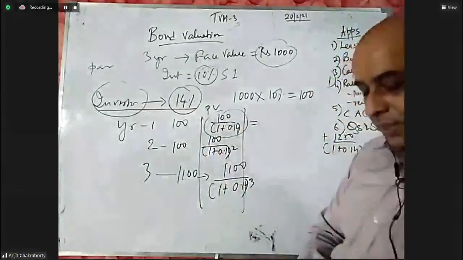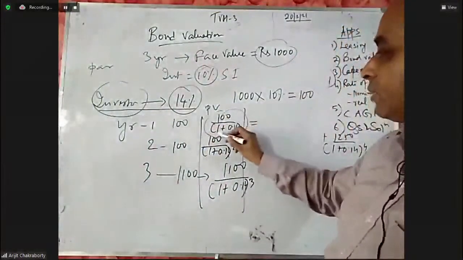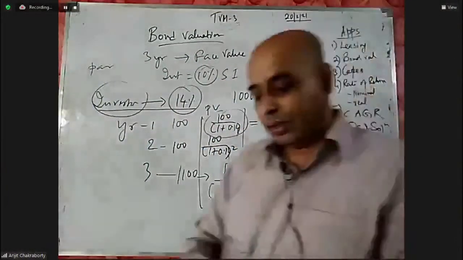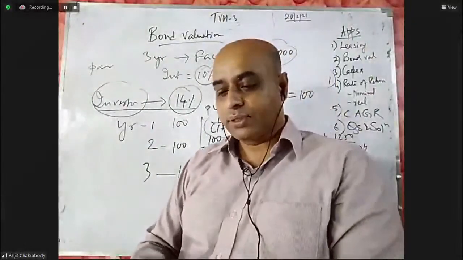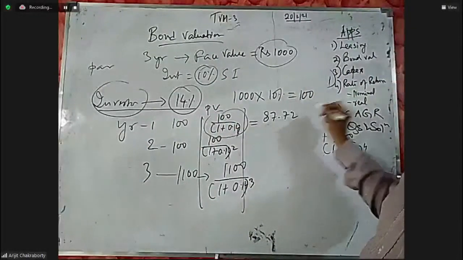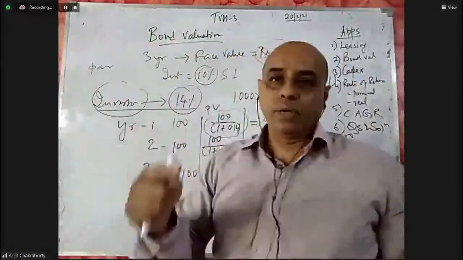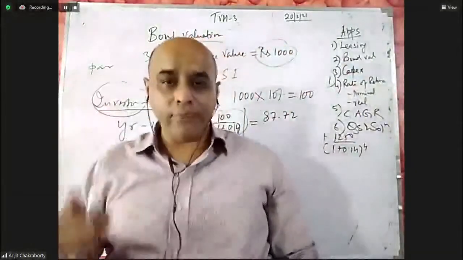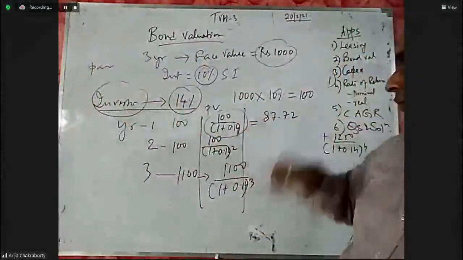So let us calculate the first year present value. It will be 100 divided by 1 plus 0.14, that is 100 divided by 1.14. This is 87.72. So I'm writing 87.72. This is the present value of rupees 100, which you will get after 1 year, where the interest rate is 14%, because the investor's interest is 14.